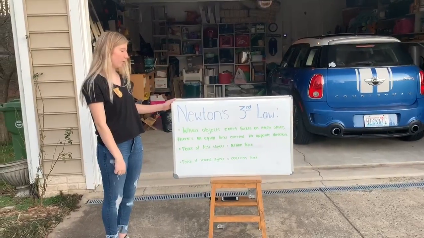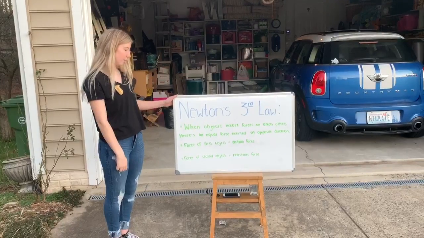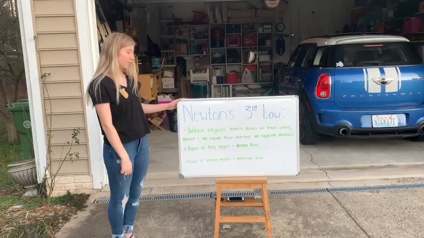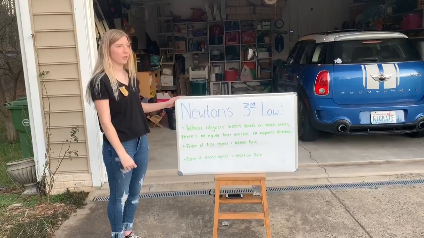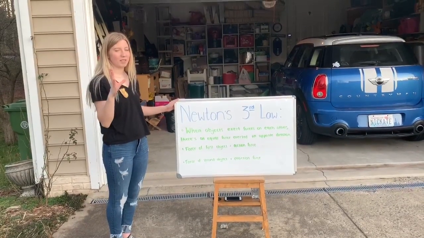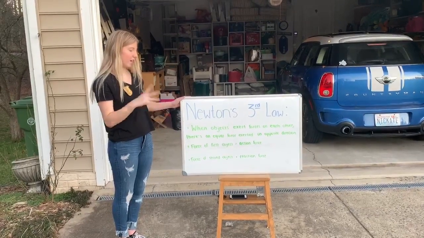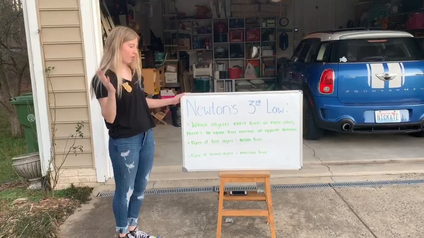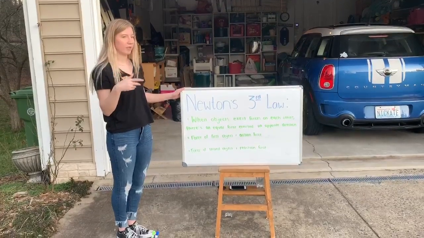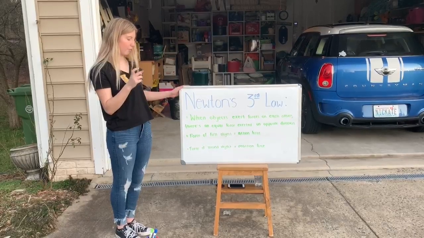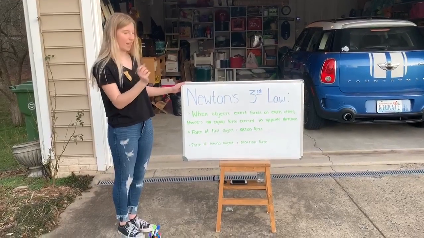In Newton's third law, when objects exert forces on each other, there is an equal force exerted in the opposite direction. Force of first object equals the action force. So in the ball example, me and Susan were both the first and the second object because us hitting each other was the action force and us going away was the reaction force. But with the pool ball, the cue ball was the first force and the second ball was the reaction force.